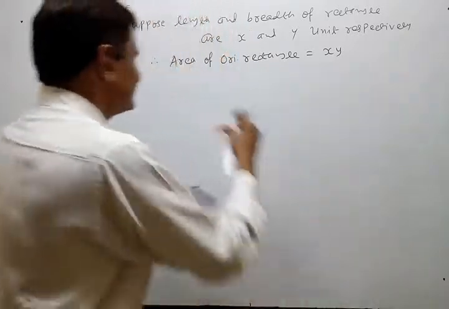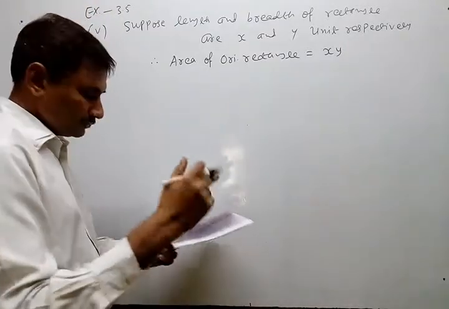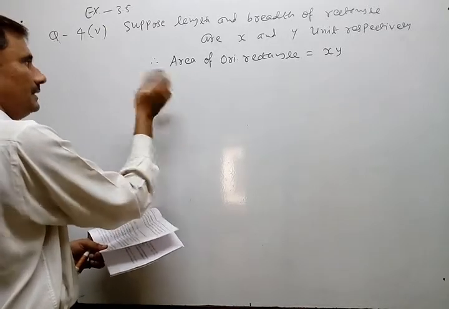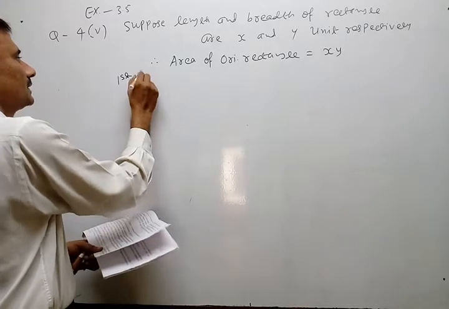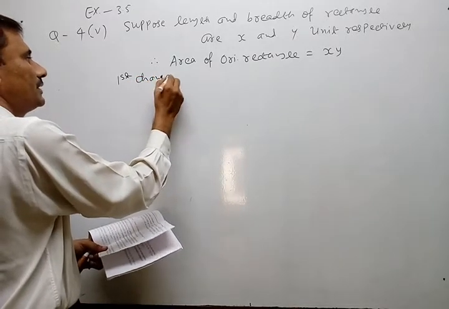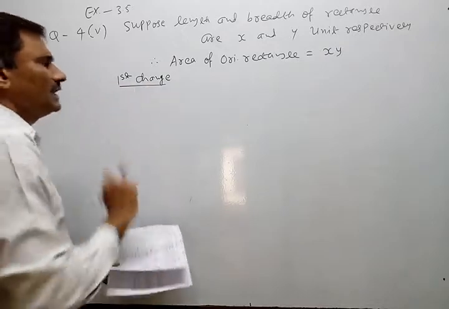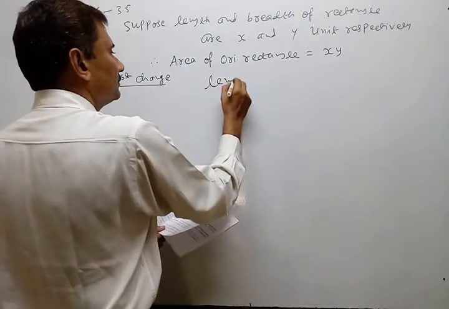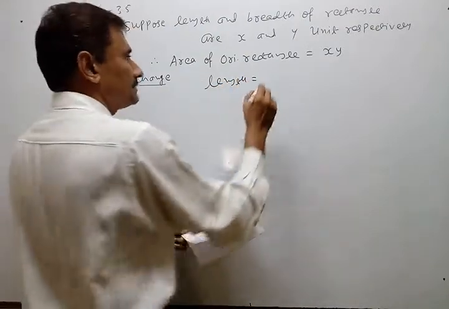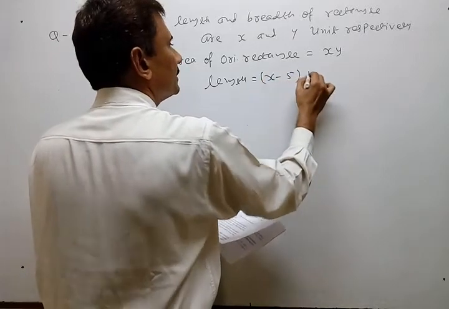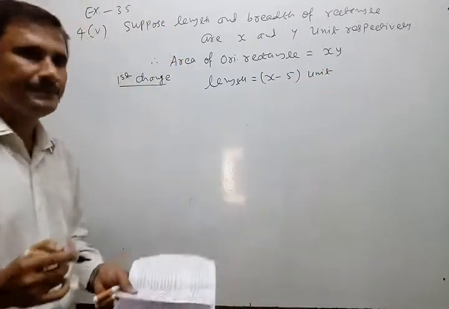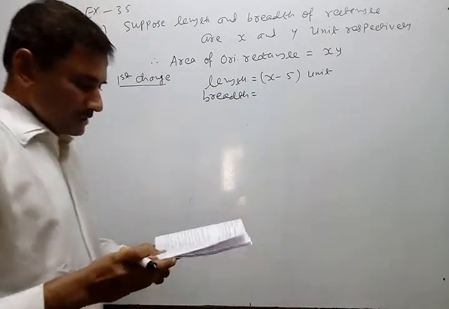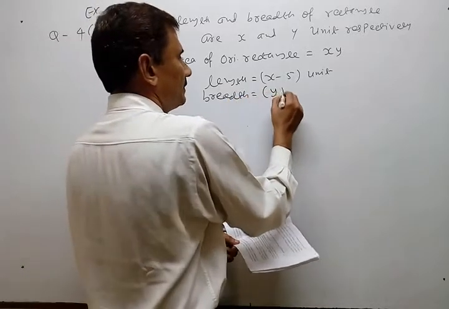So first of all, just write down the length and breadth according to their first statement. So this is the new rectangle. First change, because the second time also they are going to change the length and breadth. So mark the heading of the first change. The length, if reduced by 5, is x minus 5 units. The breadth, increased by 3, is y plus 3 units.